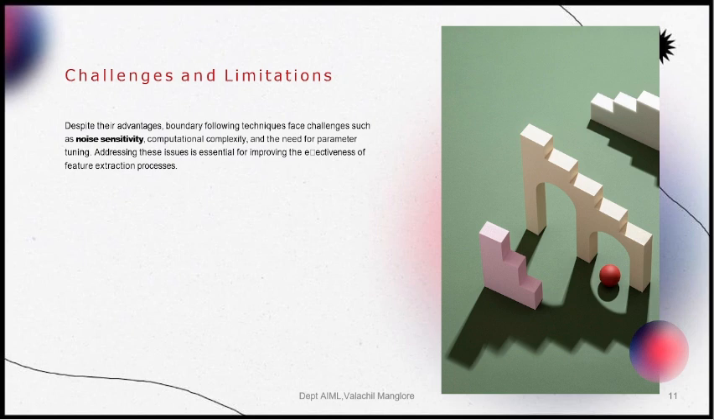Thresholding applies a threshold to an image to separate objects from the background. Gradient operators use operators like Sobel, Prewitt, or Canny to detect the edges in an image. Active contour models use energy minimization techniques to evolve a contour toward the desired boundary. Level set methods represent the boundary as a level set of a higher dimensional function and evolve it to extract the boundary. Application of boundary following.